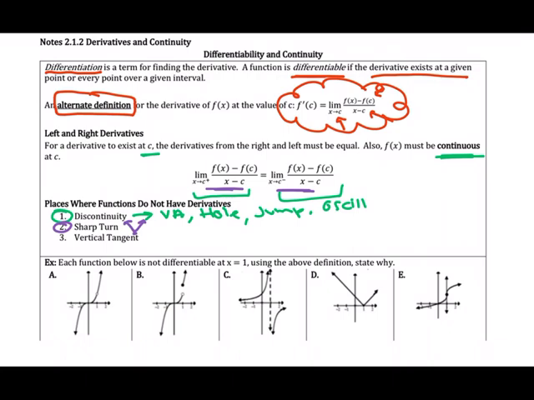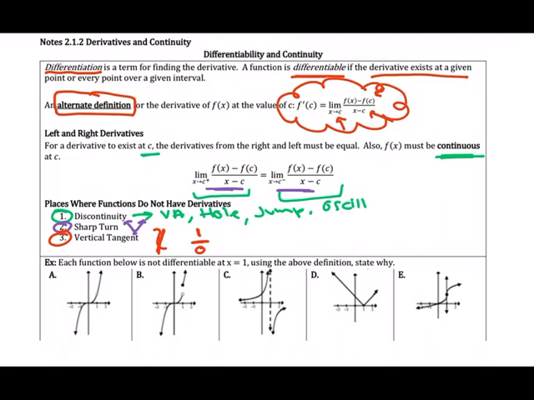And lastly, the derivative doesn't exist when there is a vertical tangent. So when our graph's tangent line would be a vertical line. The reason being there, our derivative would look something like 1 over 0 if we were actually calculating it by hand. That would be the sign that the slope is undefined, so the tangent line would be vertical. So these are the three reasons that a function may not have a derivative at a particular value: a discontinuity, a sharp turn, and a vertical tangent.